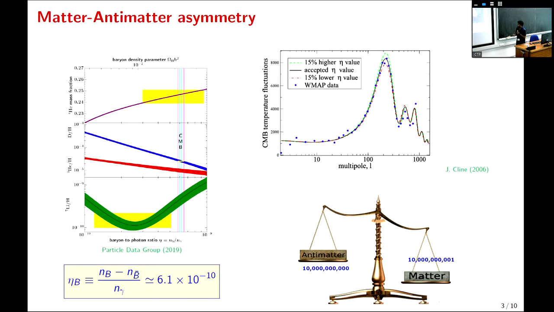We know from BBN and CMB probes that there is a matter and antimatter asymmetry in the universe on large scales, and that asymmetry is characterized by the quantity eta_b, the baryon to photon number density, and this ratio is of the order of 10 to the power minus 10.